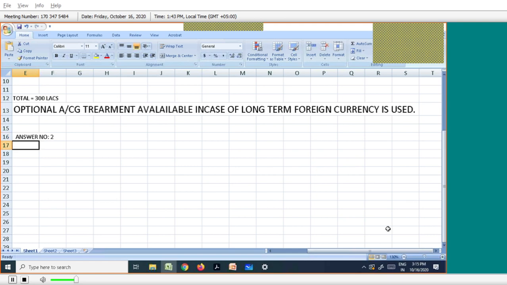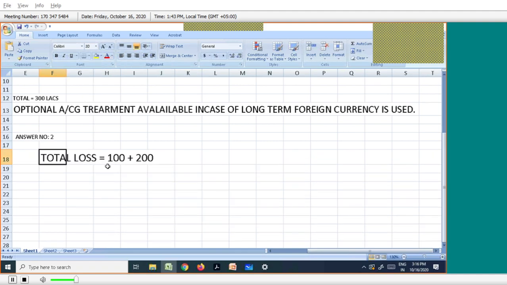What is that answer? What is the total loss we arrived at? Total loss equals 100 plus 200. My Excel is visible to you, correct? You are able to view the Excel, correct? Total is 300 lakhs.